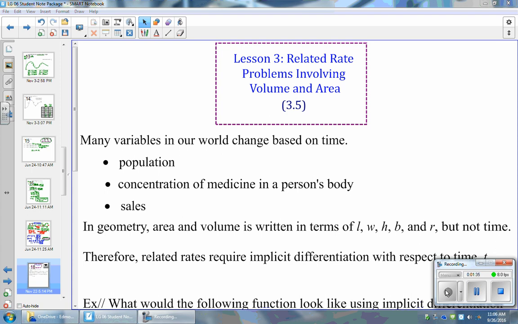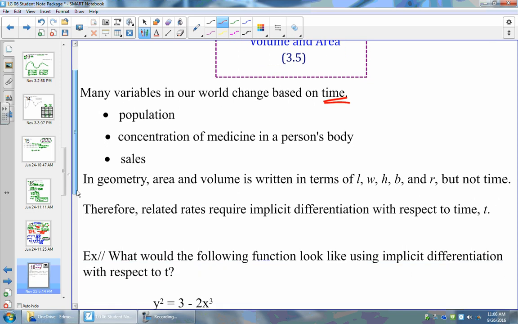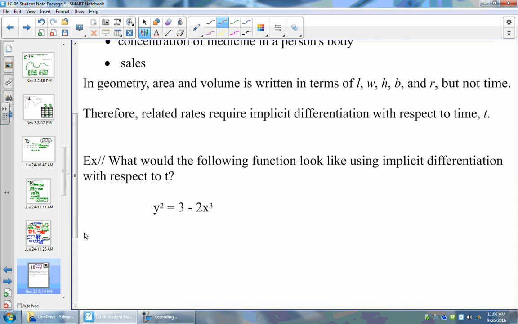Now, the first thing that we're going to talk about is, okay, what kind of problems are we going to see? So many variables in our world change based on time. This is the big one. So population over time, medicine over time, sales over time. And the questions that we're going to do, we're going to look at them over time. A lot of the questions that we're going to do actually involve geometry. So area and volume normally are written in terms of length, width, height, base, radius, but not time. Therefore, related rates, which is what we're going to be talking about in this lesson, require our old friend, implicit differentiation, with respect to time.